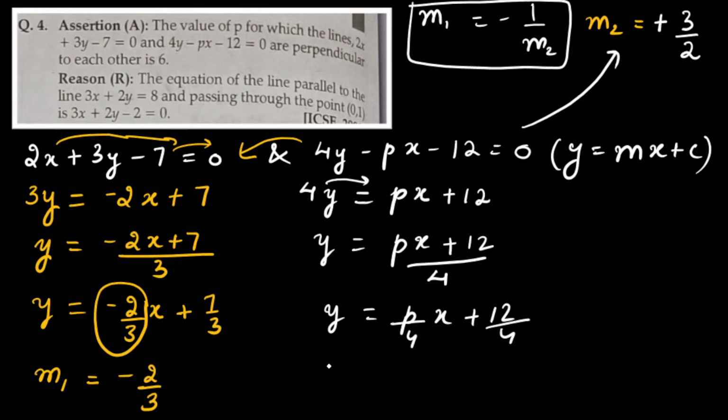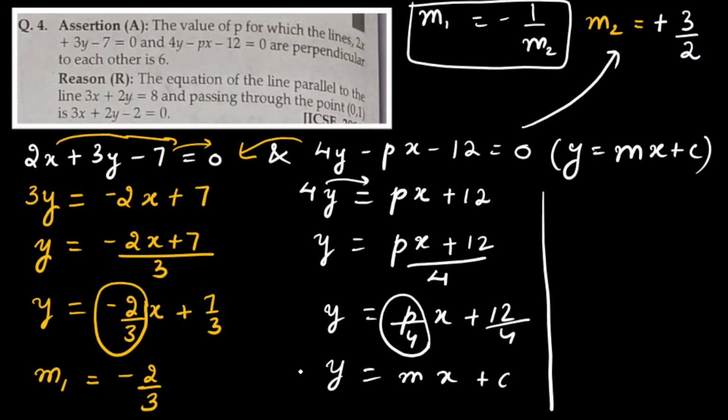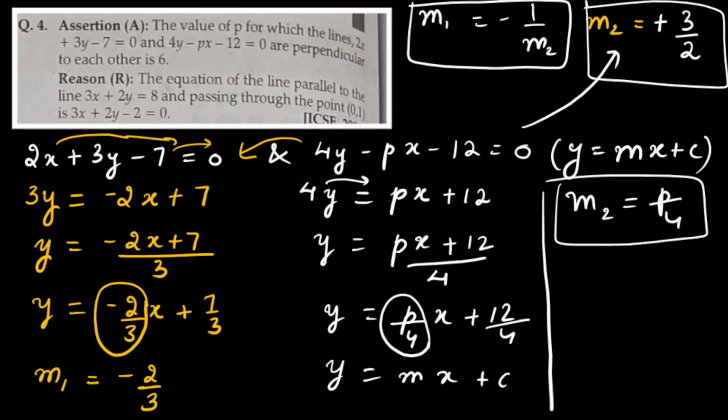If I compare it with y equals mx plus c, from here I get m2 equals p by 4. So if I compare both the m2s, I got the value of m2 as 3 by 2, and also as p by 4. Here if I substitute m2's value, p by 4 equals 3 by 2.